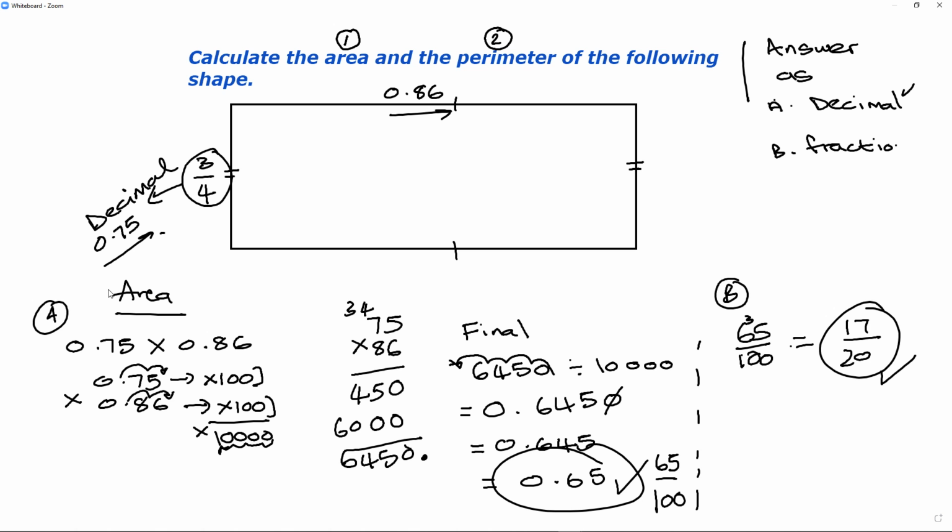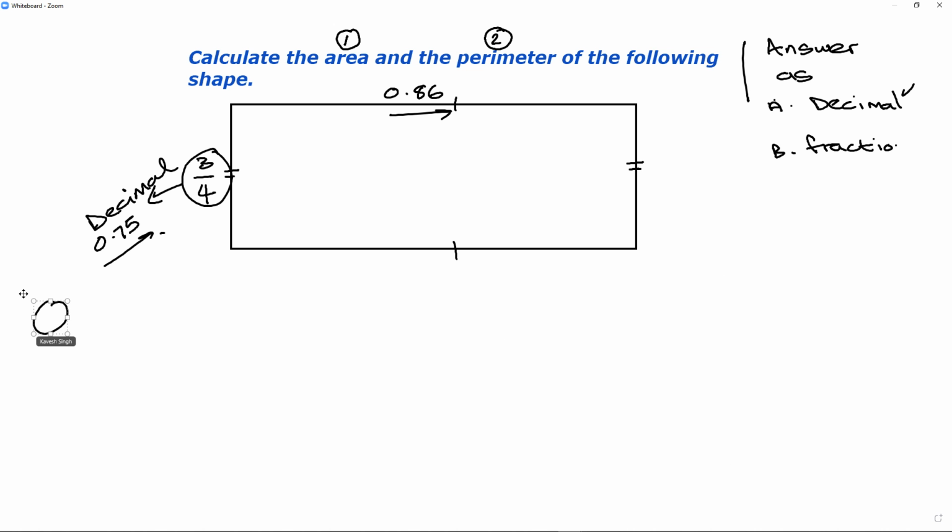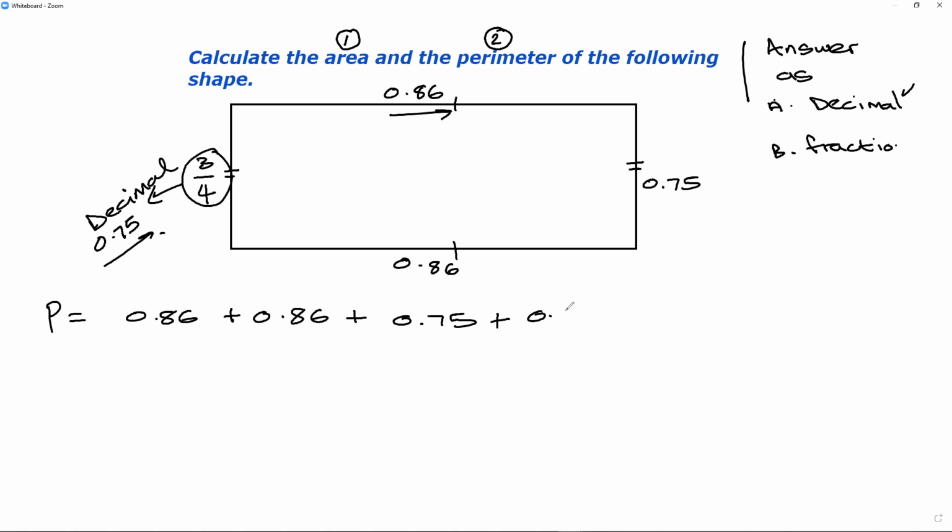Alrighty, so let's go through the perimeter now. We need to calculate the perimeter as a decimal and the perimeter as a fraction. Now remember, perimeter is the sum of all the sides. And if you have a rectangle, if this is 0.86, then this side is also going to be 0.86. And if this is 0.75, then this side is also going to be 0.75. So let's add them up. 0.86 plus 0.86 plus 0.75 plus 0.75. And I can actually put this in a straight line and add it up. So I'm going to put them one below each other and add it up.